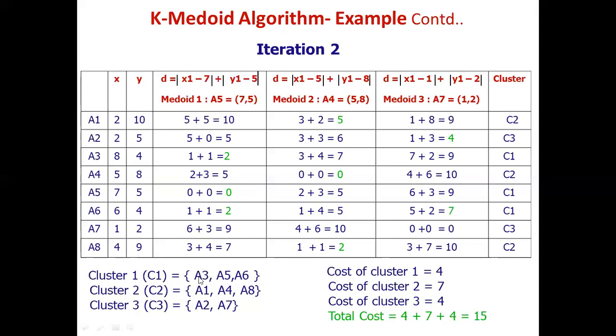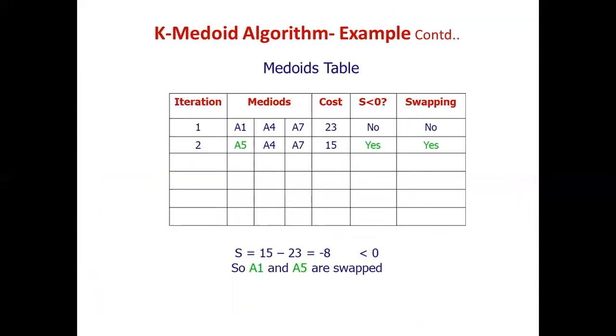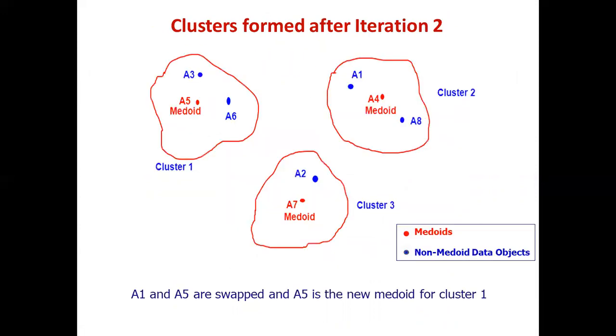After iteration 1 and iteration 2, we can find the value of S, that is the difference between the costs. Now S is equal to 15 minus 23, that is equal to minus 8, which is less than 0. So A1 and A5 are swapped. Now A5 will become the new medoid for cluster 1. After iteration 2, these three clusters are formed. Cluster 1 contains 3 data objects, cluster 2 contains 3 data objects, and cluster 3 contains 2 data objects. Here A5 is the new medoid for cluster 1.